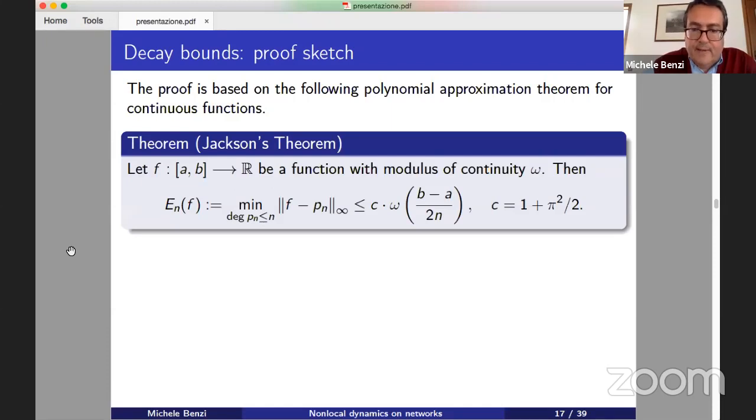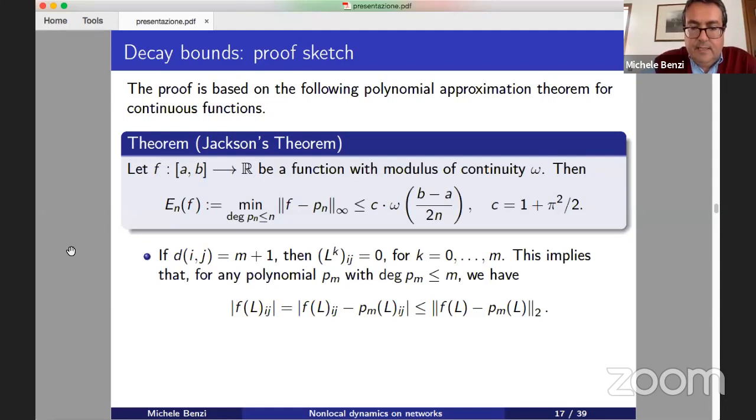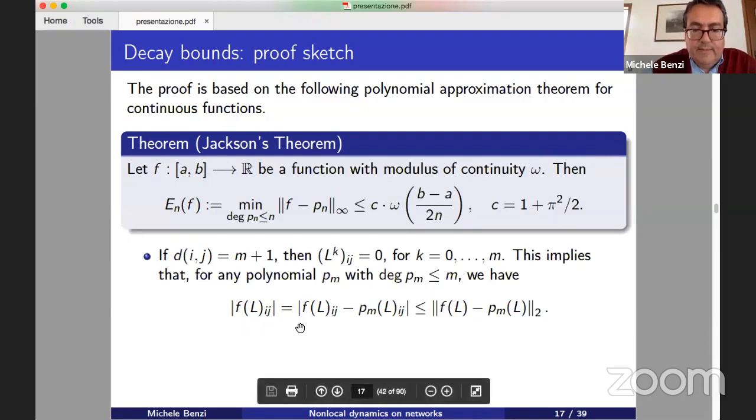So how do we apply this to matrix functions? We use, again, essentially the spectral theorem. But the first thing to observe is that if the distance between two nodes is given by m plus 1, where m is an integer, then the ij entry of L to the power k, where L is the Laplacian, is going to be 0. This is because of the interpretation of the powers of a matrix in terms of walks between nodes. So this implies that for any polynomial of degree less than or equal to m, we can write the difference of the ij entry of f of L minus the ij entry of the polynomial Pm evaluated at L. This is the same as the ij entry of f of L, because that term is 0.